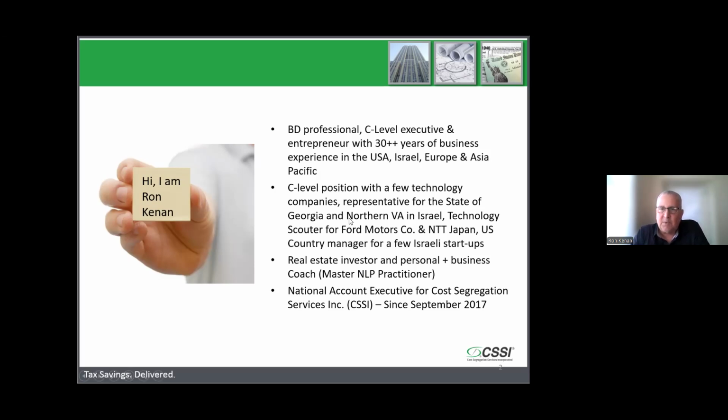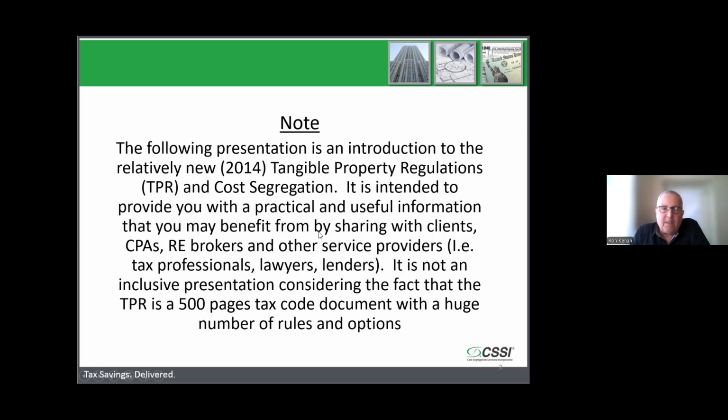I was just busy with other things, and I gladly discover how beautiful this process is. The following presentation, just a disclaimer, is not going to be inclusive of everything. The tangible property regulation itself is about a 700-page text code. It's one of the most extensive text codes that came in the last 50, 60 years.